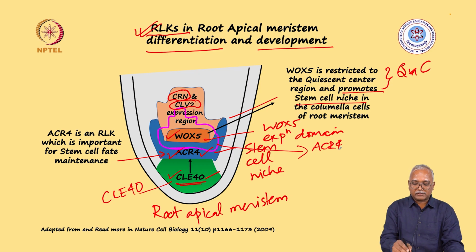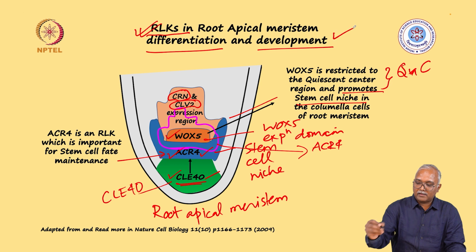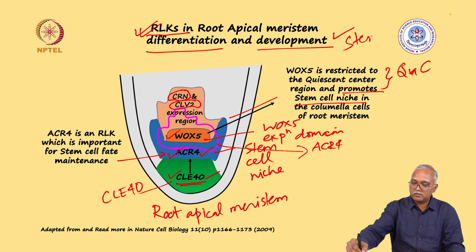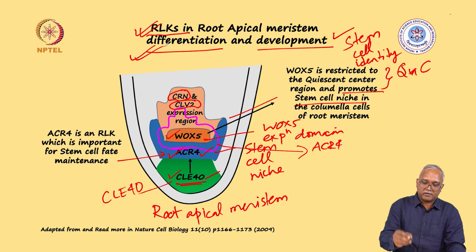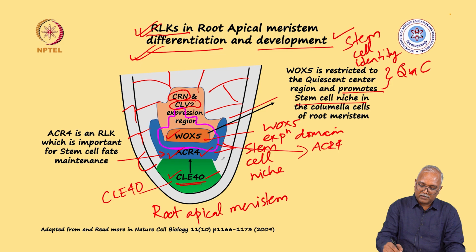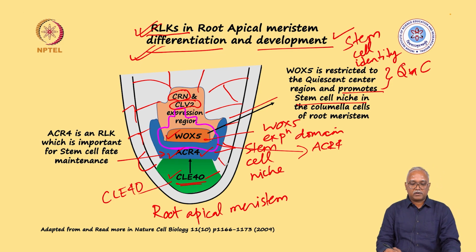So together with the action of ACR4 and WOX5, the columella cells in the root apical meristem will maintain a stem cell identity, or they will undergo differentiation and ensure that the other identity of the neighboring cells can be acquired. So what you notice is that again receptor-like kinase signaling is playing a very important role in the root apical meristem development as such.